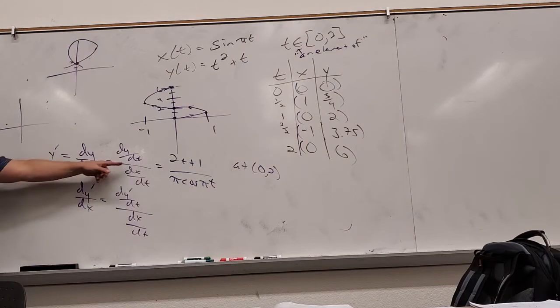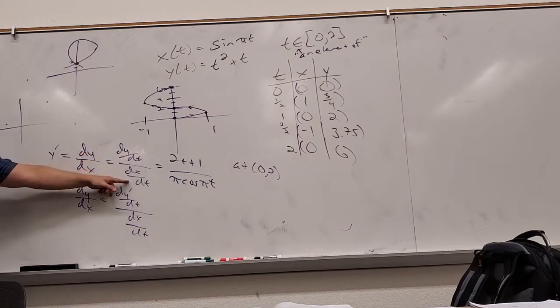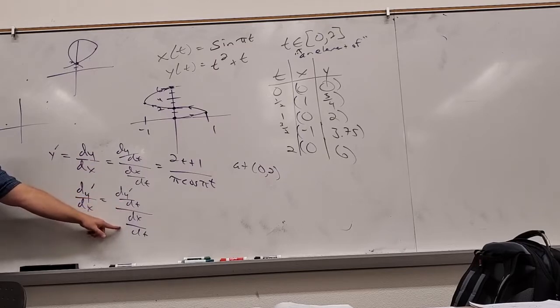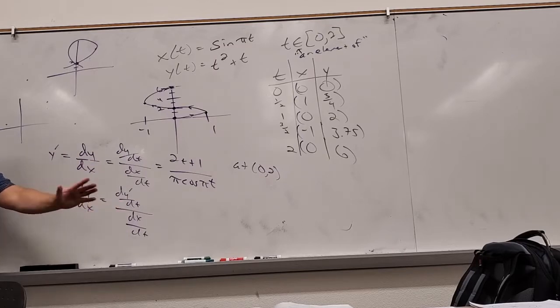I'm doing exactly the same thing I did. dy dx is dy dt over dx dt. So dy prime dx is dy prime dt over dx dt, right? That's it, right? Okay, I'm going to keep going.